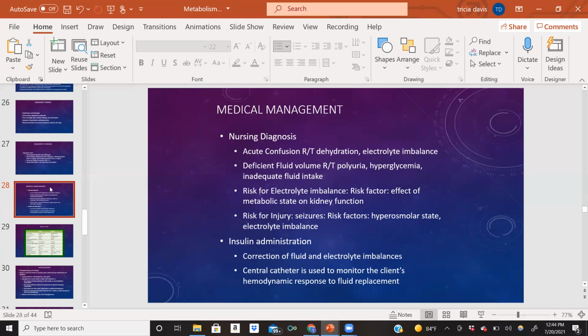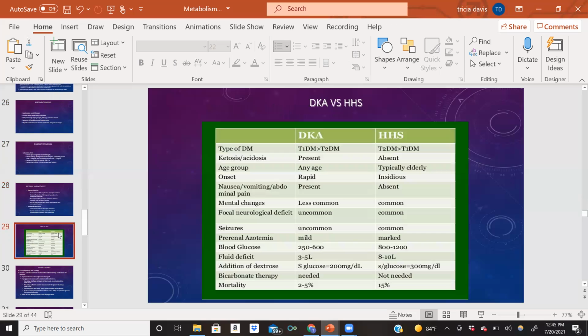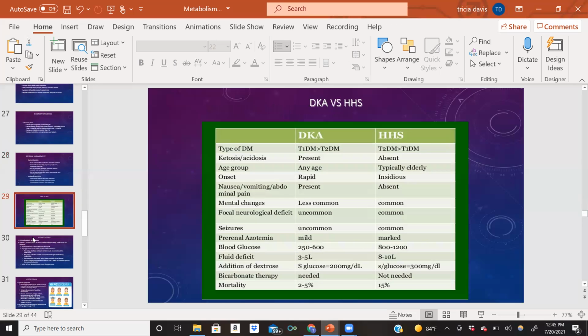So these patients obviously are going to get insulin administration, probably IV at first, so they would be in the ICU. We're going to make sure we're doing correction of the fluid and electrolyte imbalances, and they may need a central catheter, which they would put in the ICU, and that's going to be used to monitor the client's hemodynamic response to the fluid replacement that we are giving. So this just is a nice little scale that gives you the differences between DKA and HHS.